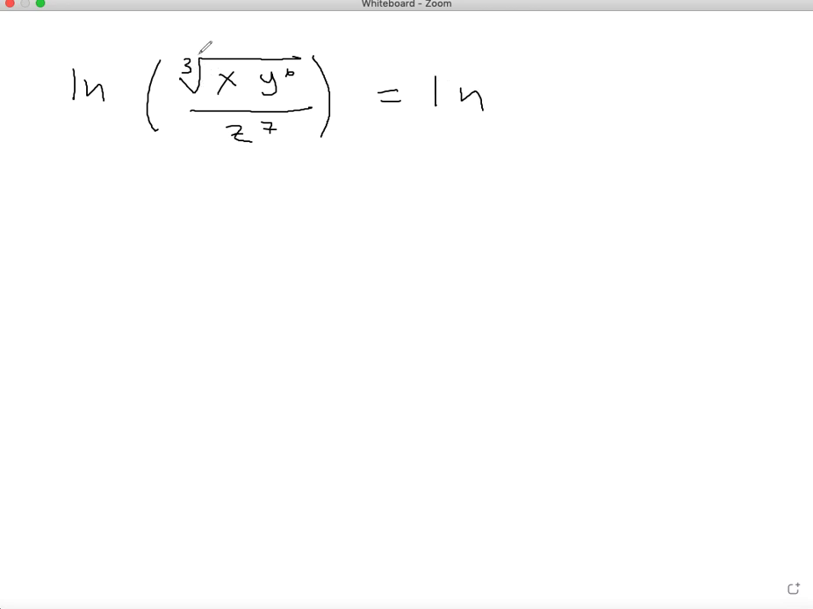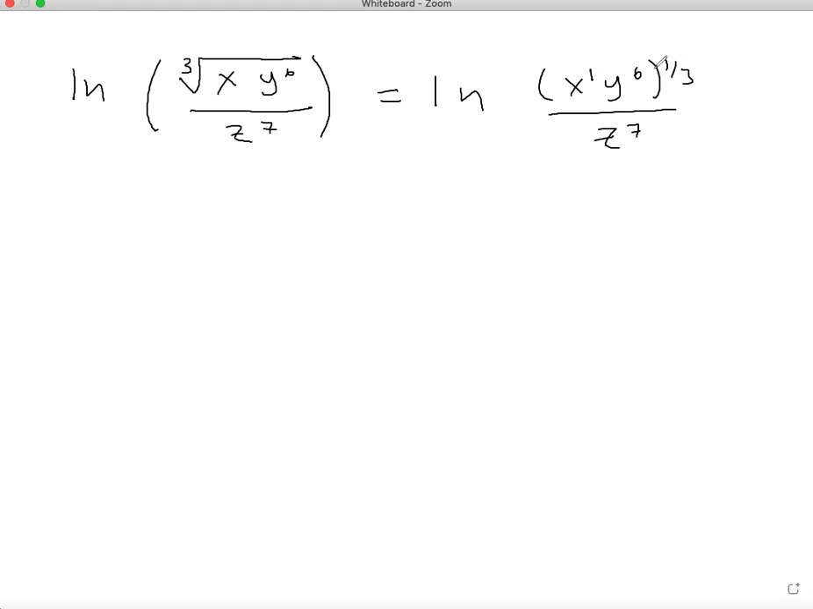I'm going to remind you the cube root is the same thing as having x y to the sixth raised to the 1/3, and then that's still over that z to the seventh. I guess there'd be big parentheses around all that. But by writing that in that fractional exponent version, now I can distribute that exponent and get everything in terms of exponents, and then I can use our properties of logs to expand.